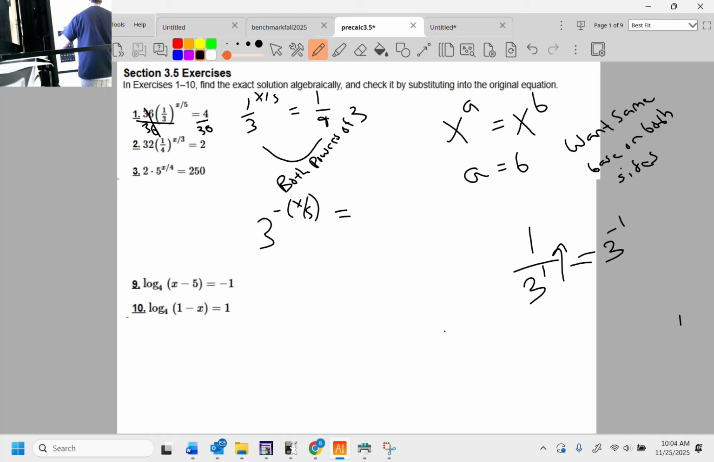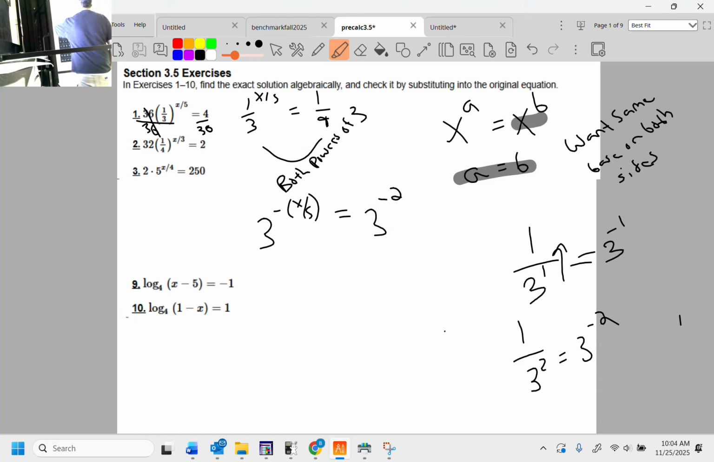The other side, does everybody know that 9 is 3 squared? So 1 over 3 squared becomes 3 to what power? Negative 2. Now we've achieved this property. The bases match. What's true about the exponents? They have to be equal. They have no choice but to be equal. So negative x over 5 is negative 2.